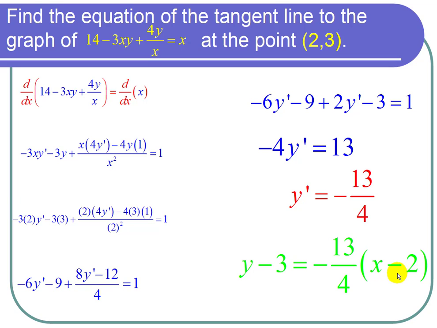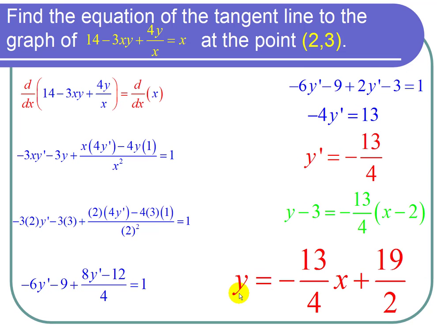So my final answer is that the equation of the tangent line is y is equal to negative 13 fourths x plus 19 halves. And I'm done with the problem.